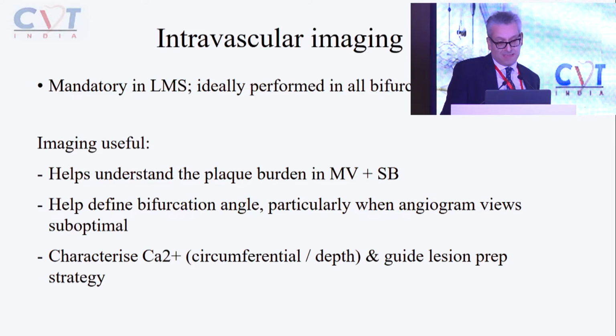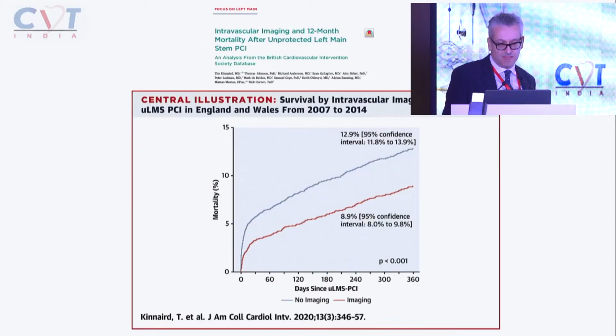As we've said, I think imaging is mandatory in left main cases. We've published data from the UK showing a 30% reduction in all-cause mortality at 1 year associated with intravascular imaging for left main PCI. It helps you understand the plaque burden in main vessel and side branch. It helps you define bifurcation angles, particularly when the angiographic views are suboptimal, and helps you characterize calcium, particularly whether it's circumferential, the depth, and as we've seen in many of the cases today, guide lesion preparation and use the appropriate tool for the right indication.